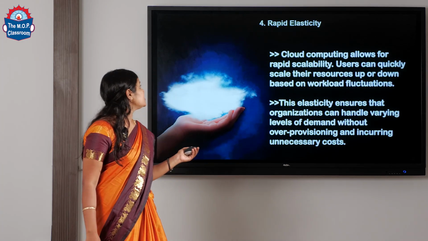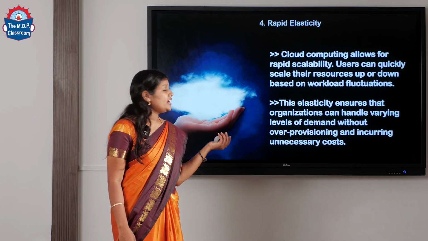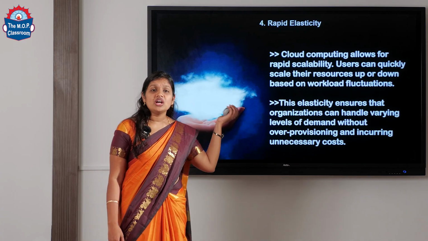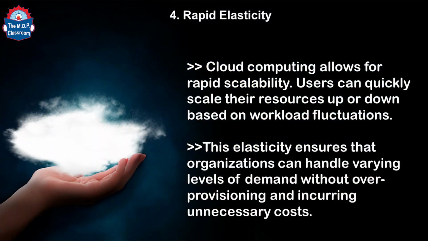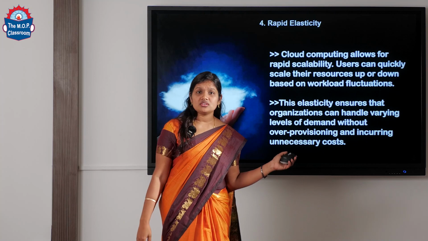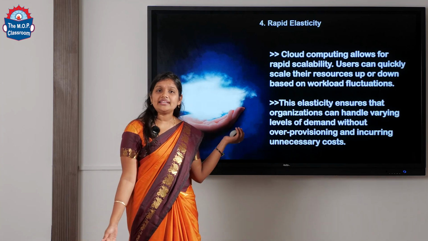The next key component is rapid elasticity. It is a main key component of cloud computing. It allows for rapid scalability. Users can quickly scale their resources up or down based on their workload fluctuations. Say, for example, Amazon's biggest sale. I'll take it as an example.